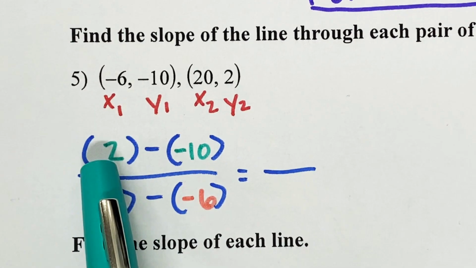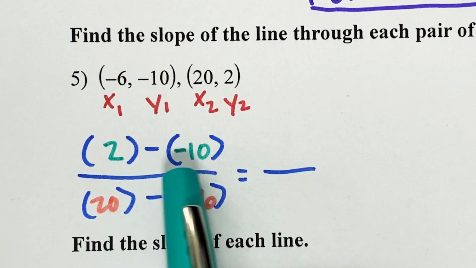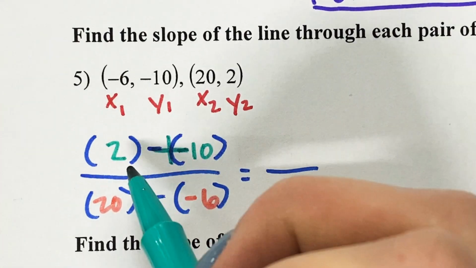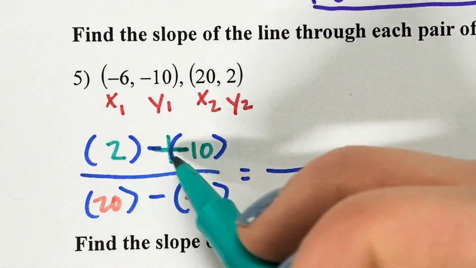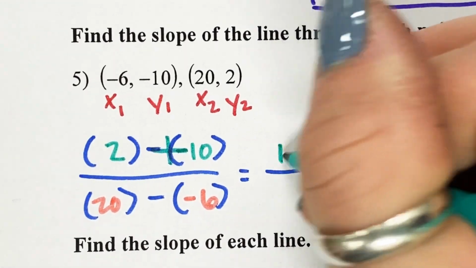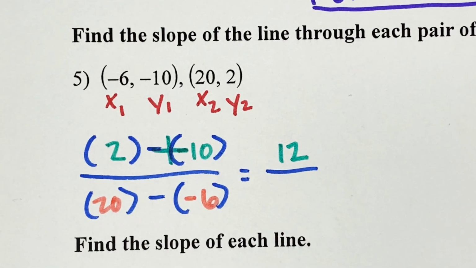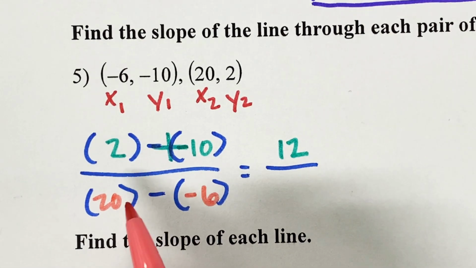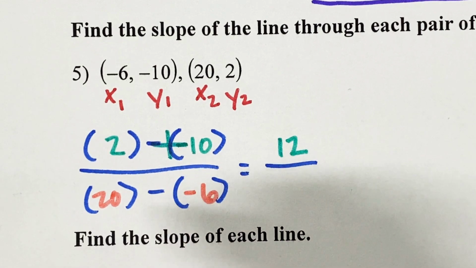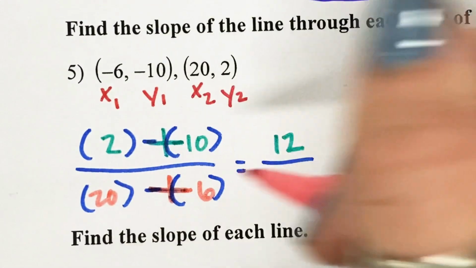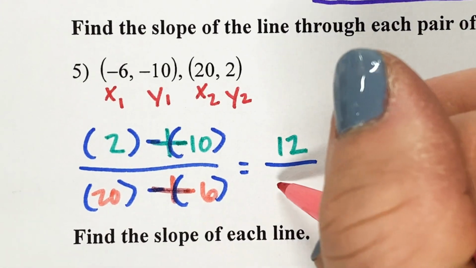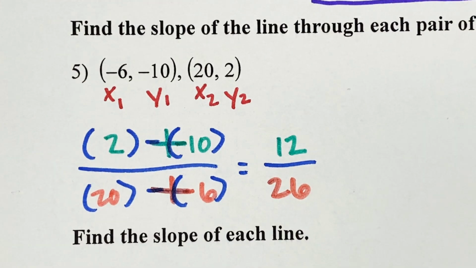Let's look at the top. 2 minus a negative. What happens with this double negative? Turns into a positive. So now we get 2 plus 10. So what is 2 plus 10? We get 12 on top. Beautiful. Now let's look at the bottom. 20 minus a -6. What does this double negative turn into? Turns into a positive. So now I get 20 plus 6. What is 20 plus 6? I get 26.